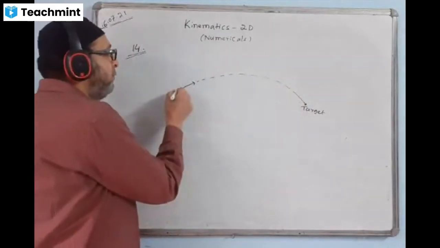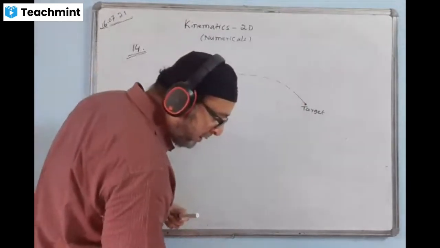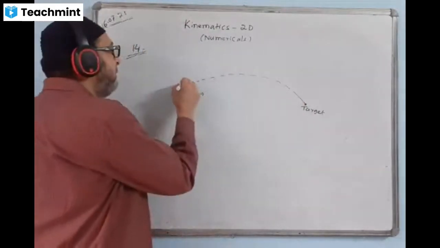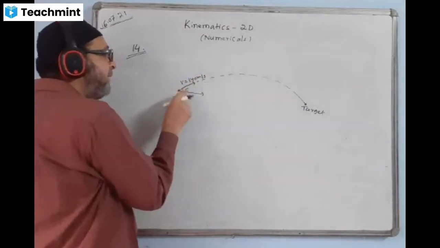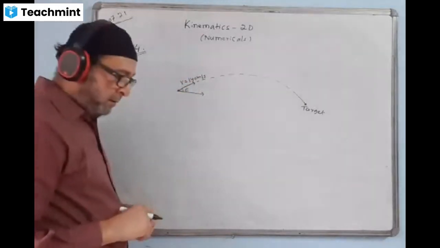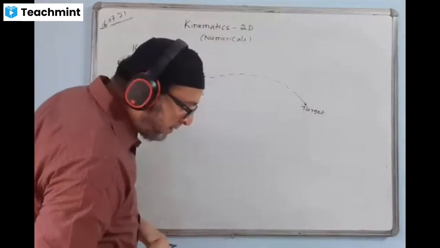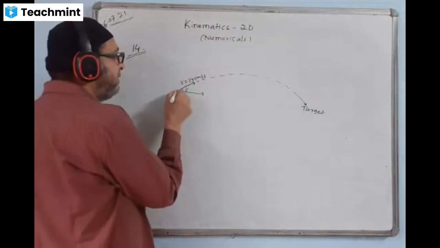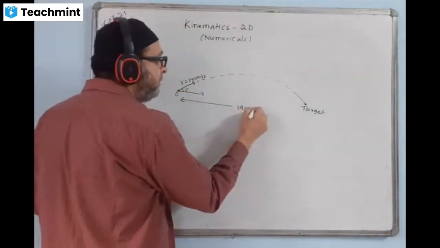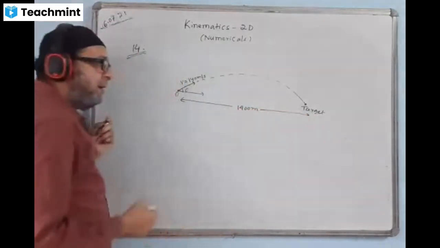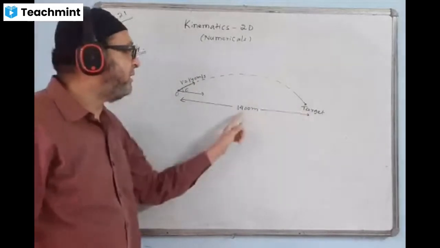What is the velocity with which the gun is firing the shell? That is given, 140. That means the V value you can write here as 140 meters per second. Your angle is not given. You have to find the angle theta. And the target is at a distance of 1400 meters from the gun. This is given, 1400 meters. This is a simple question, I think direct formula based. This is the value of horizontal range.